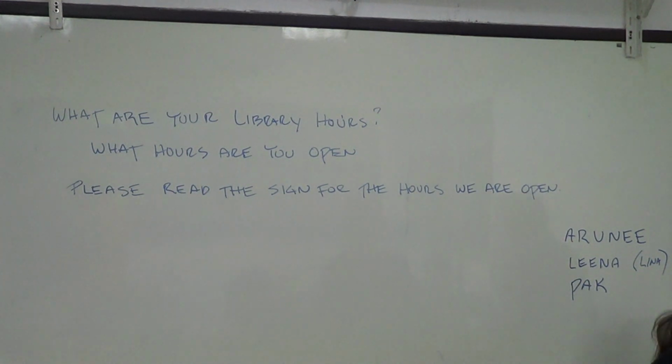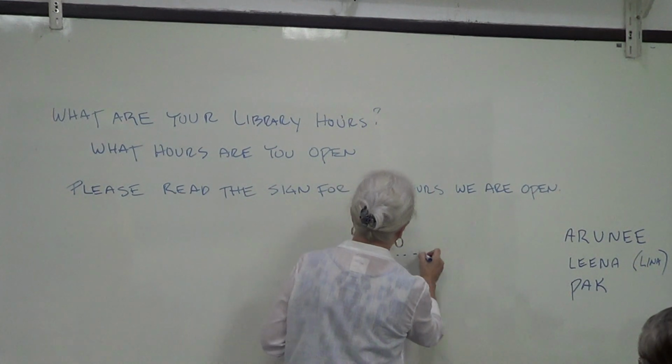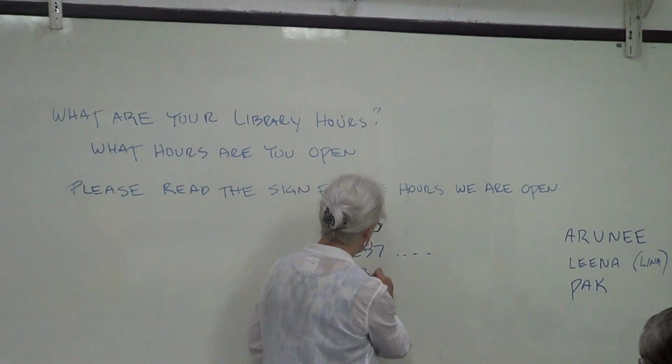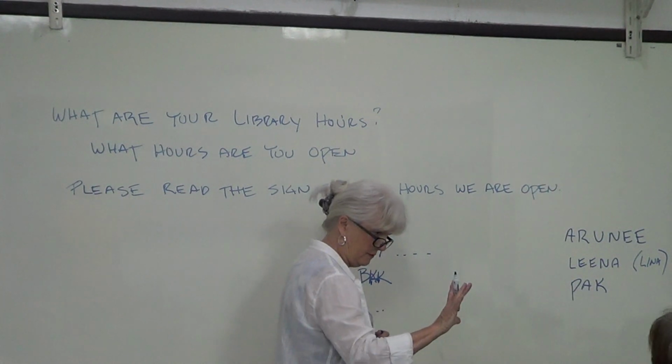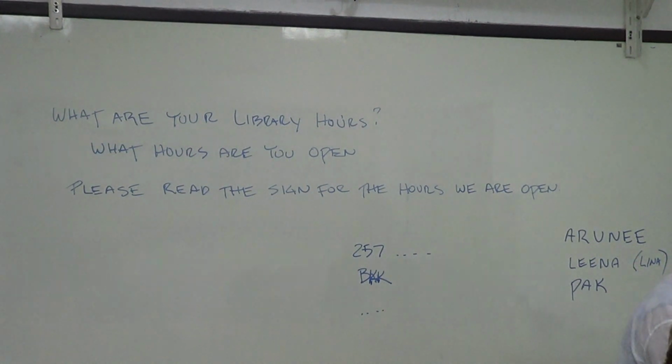So on your address, you have your address is 257, and then is it Bangkok? Bangkok, BKK, and then your zip code will be here. It's usually 5 digits. Yeah, that would be 20120. What's your zip code?